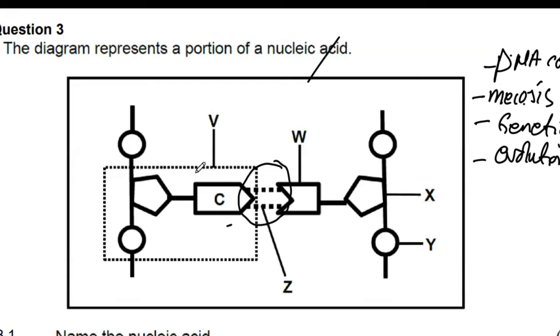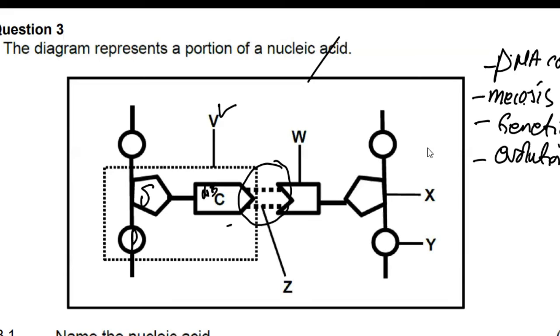So in this case, let's label it and then find out what is V. V is the nucleotide, because a nucleotide is a nitrogenous base, a sugar, and a phosphate. So this is a sugar, and then nitrogenous base, and then a phosphate. So this circle or box is showing you a nucleotide.